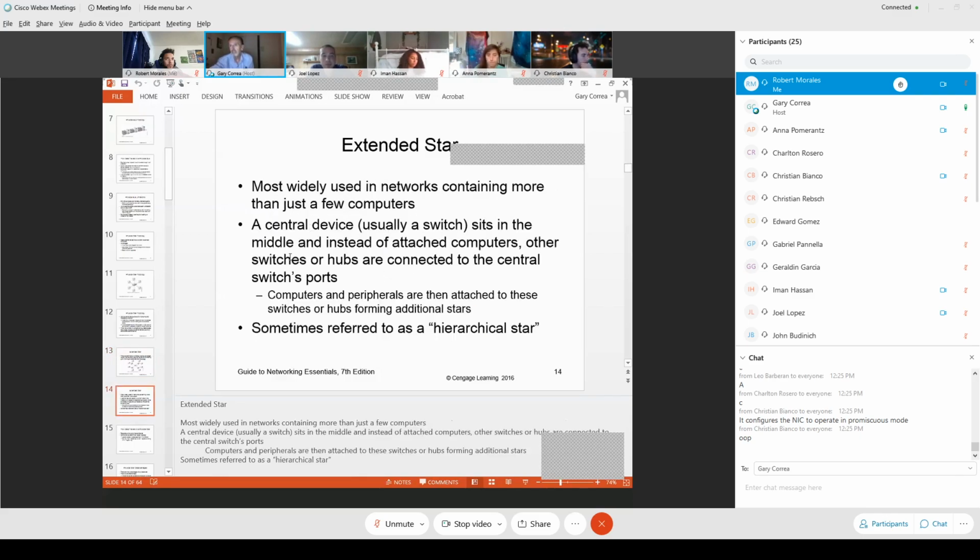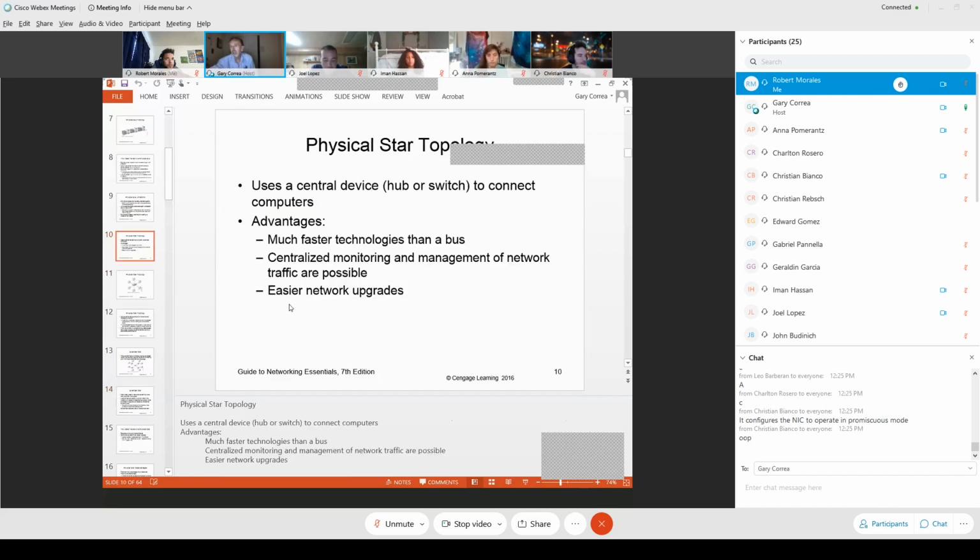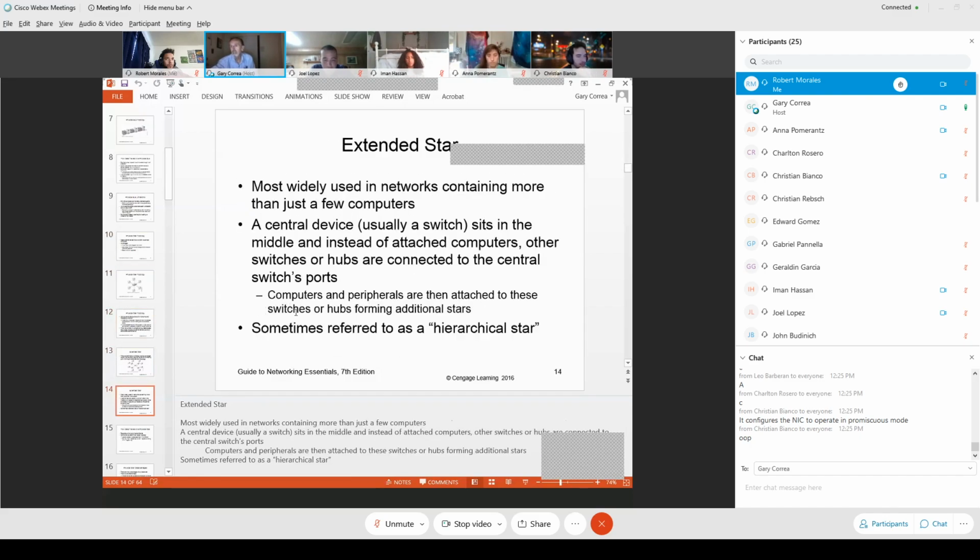A central device sits in the middle. Instead of attaching computers, we attach other switches. That's called a hierarchical star or an extended star. It's called a hierarchical star at the bottom, or it's called an extended star. It's still a star. It's just another variation of the star. It's a star of stars, if you want to put it that way.